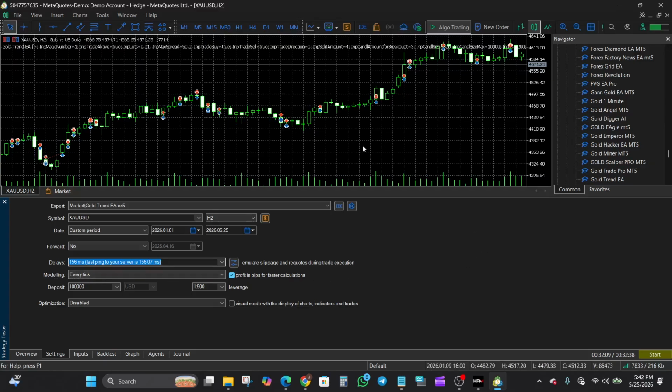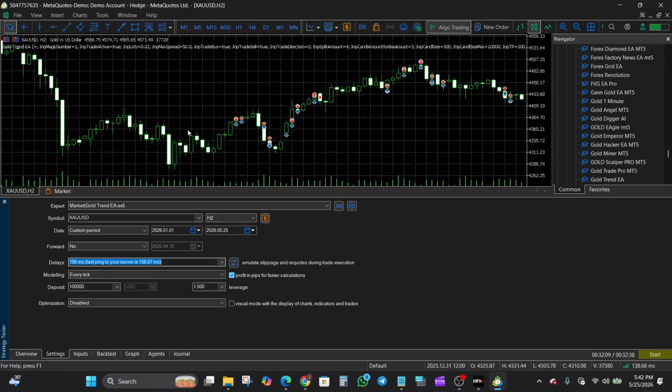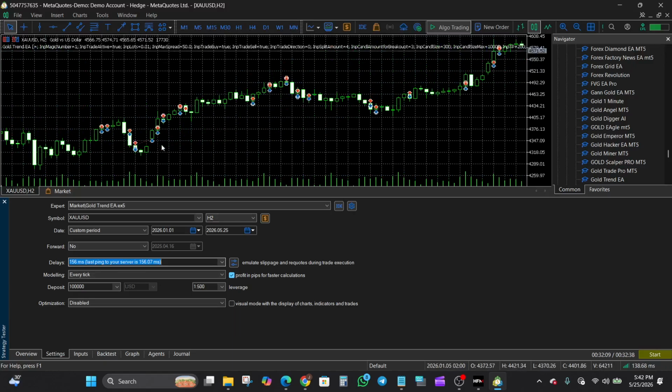Okay. Now the results of the test are already out, and these are the chart history. This is the trade history here, right? So we can see that this EA is not the type to stack a lot of trades, based on what we saw in the description, right?